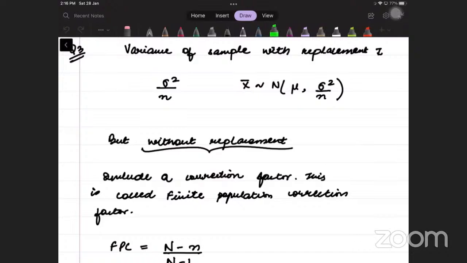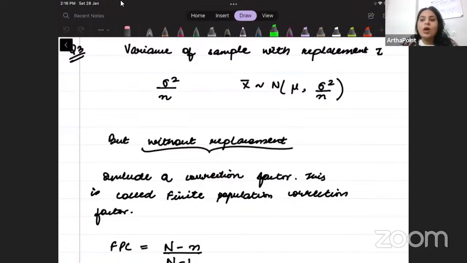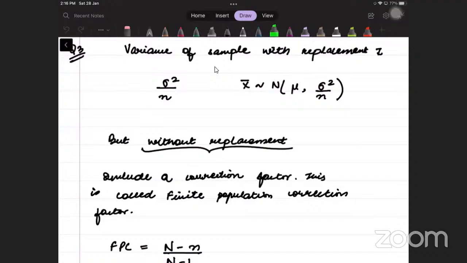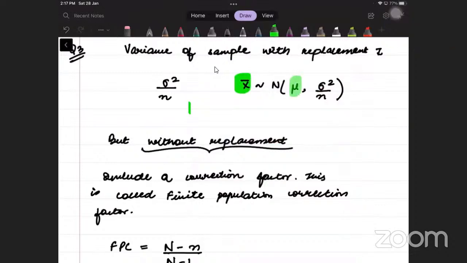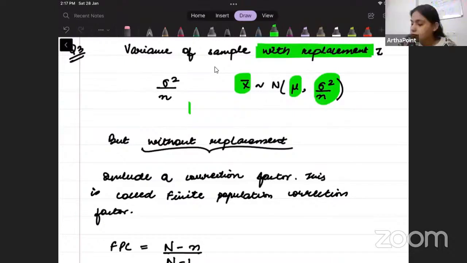Just see here. When I talk about variances of sample and I'm talking about with replacement, this is how the sample mean looks. This is the usual formula that we have seen. The sample mean is normally distributed with mean mu and variance sigma square by n. So with replacement, the variance of the sample mean is sigma square by n.